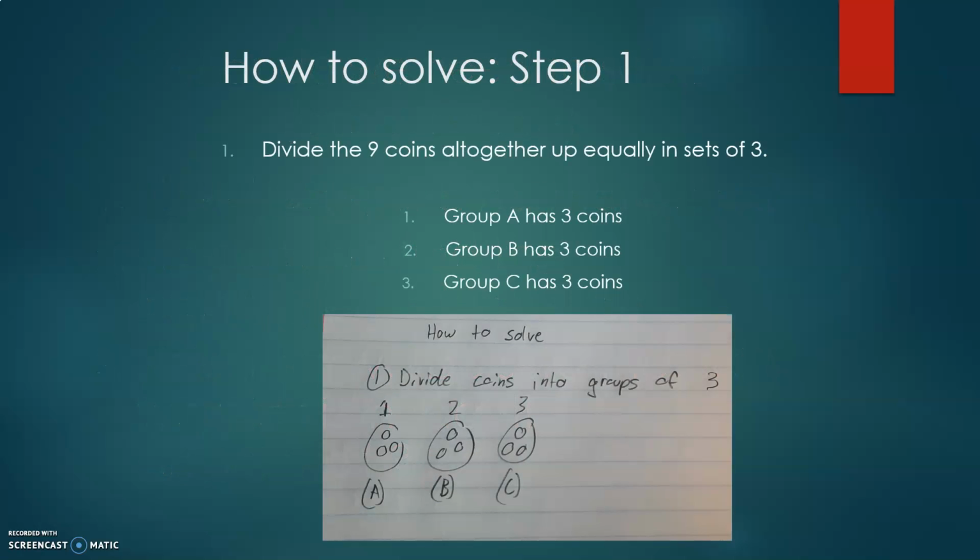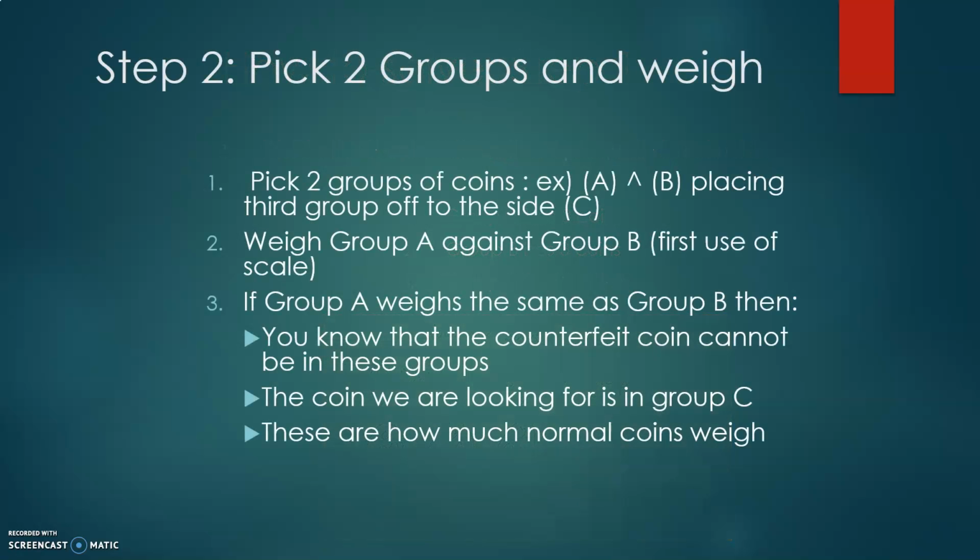So to start off, step 1, you divide the 9 coins that you have up equally into sets of 3. So here I have Group A has 3 coins, Group B has 3 coins, and Group C has 3 coins. This is just to divvy it up so it makes it easier to manage. So step 2, you take 2 groups and you decide to weigh them. In this example, I'm going to be measuring Group A versus Group B, and we'll place the third group, C, off to the side. So we have 3 on A and 3 on B.